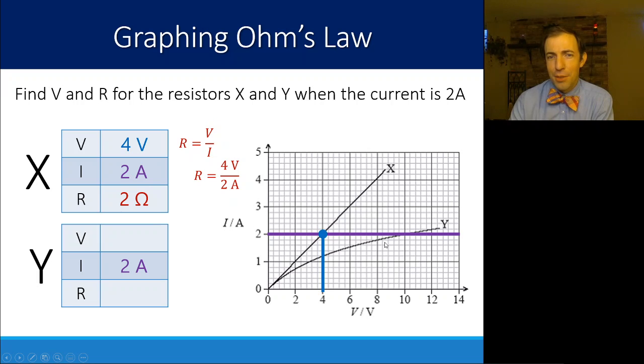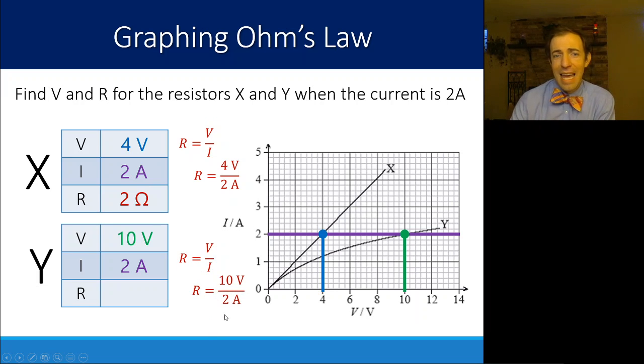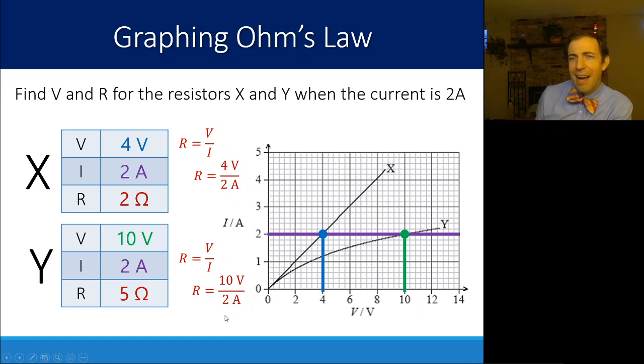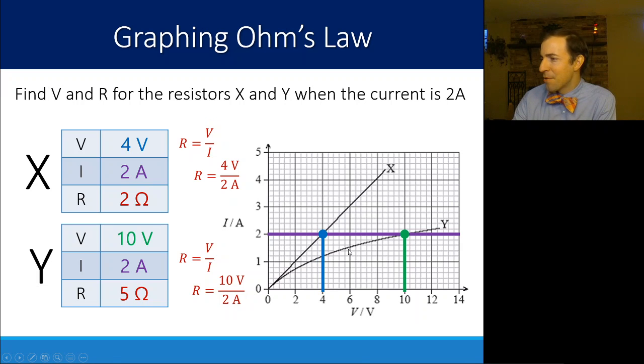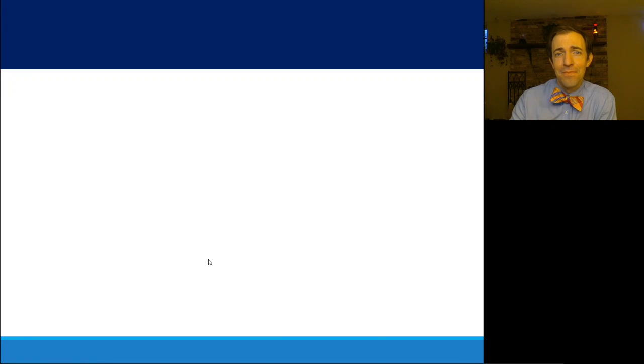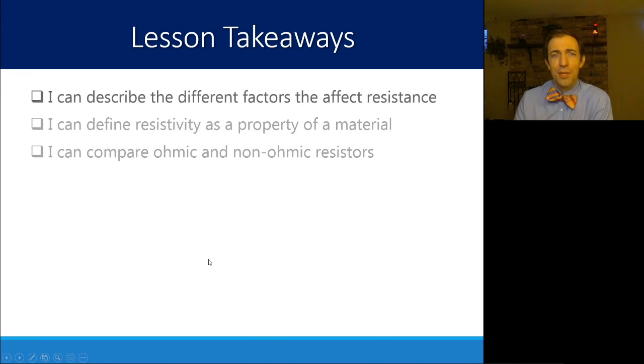If I want to do the same 2 amps of current for resistor Y, 10 volts are required. Same thing here, resistance is just voltage divided by current. 10 divided by 2 is 5 ohms of resistance there. If I were to test different values for X, I would always get 2 ohms. But if I checked different values for Y, since the slope is changing, my resistance is changing. It is non-ohmic.